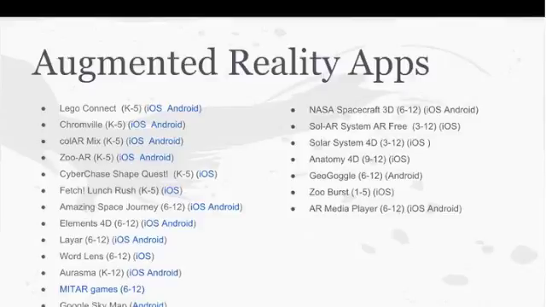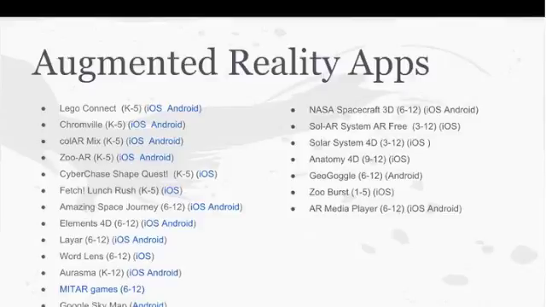NASA Spacecraft 3D is one that I used in 6th grade when we talked about space exploration. It is amazing. It's made by NASA. You can hold the Curiosity rover in the palm of your hand. You can spin it around. You can make it move. It's just a really awesome thing. There are other satellites and other rovers. Also, Spirit and Opportunity are on there. And it's all from the Jet Propulsion Laboratory at NASA. It's really, really well done.